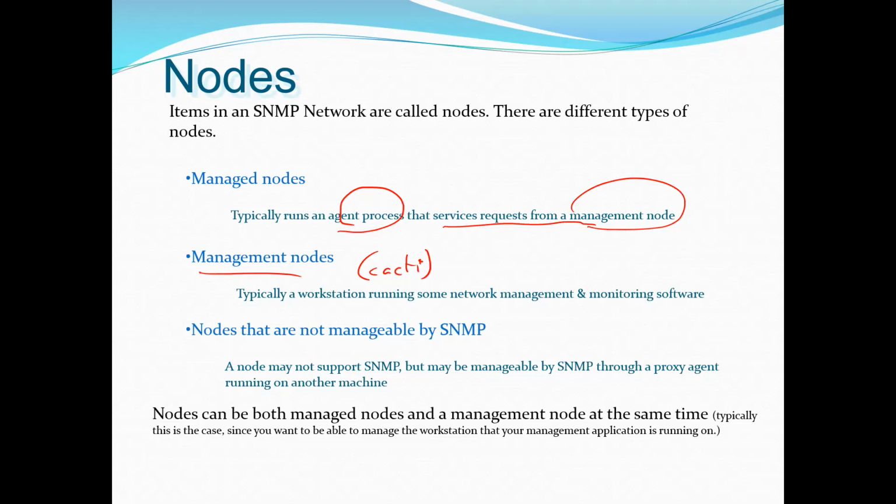Now, nodes that are not manageable by SNMP. This could be other computers where somehow you create a proxy agent that queries some information from them and then converts it into the SNMP protocol. So that's another possibility: a node may not support SNMP, but may be manageable by SNMP through a proxy agent running on another machine. Nodes can also be both. They can be managed nodes and management nodes, right? In fact, when you do your lab, the managed machine can also query itself, okay?